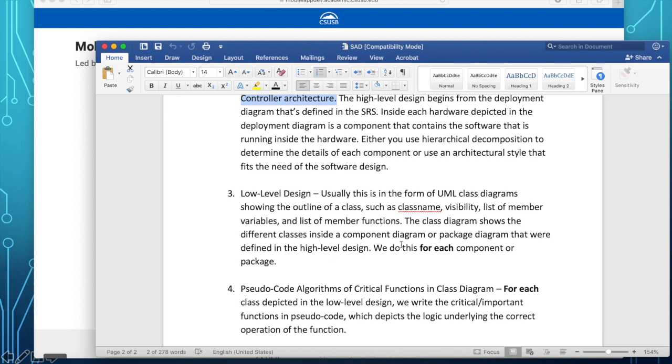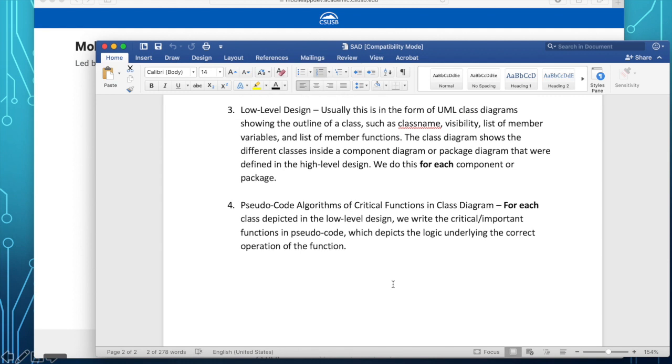And this class diagram is shown inside a component diagram or a package diagram, where it was defined in the high-level design. So once you decompose a package diagram or a component diagram into classes, they become low-level design. Okay, and we do this for each of the components or packages.